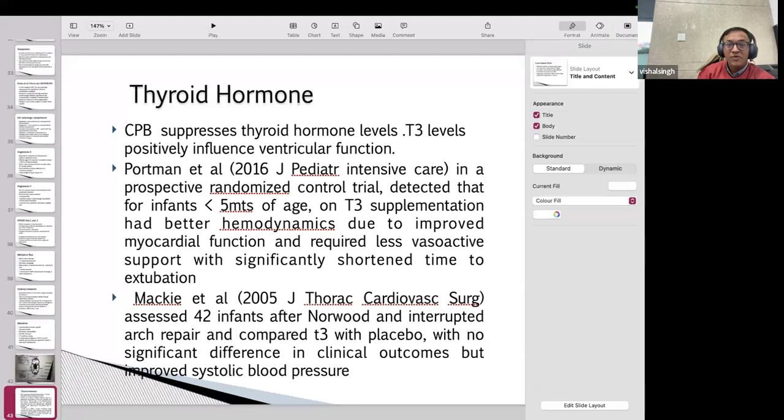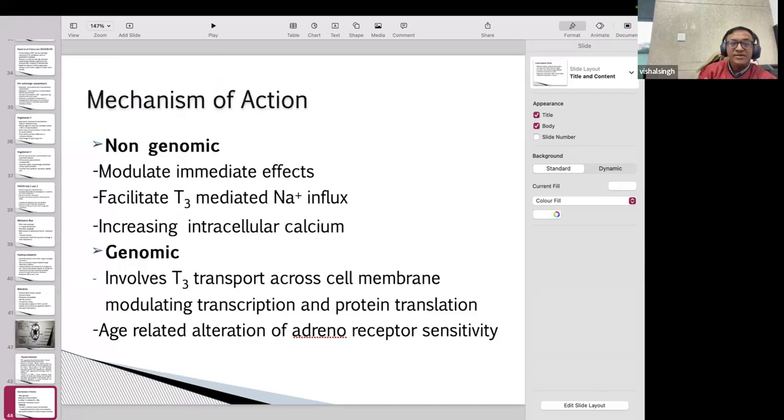Thyroid hormone, as we all know, especially in the malnourished substrate that we get in our scenario, such as Down syndrome, we have to look at as it relates to influencing ventricular function. There are enough studies done in the past which showed that T3 supplementation allowed better hemodynamics with improved myocardial function and required less vasoactive support. Obviously, it acts through both non-genomic and genomic ways, and age-related alteration of receptor sensitivity. But in any patient who is showing resistance to inotropy, you should always look at the thyroid. Always.